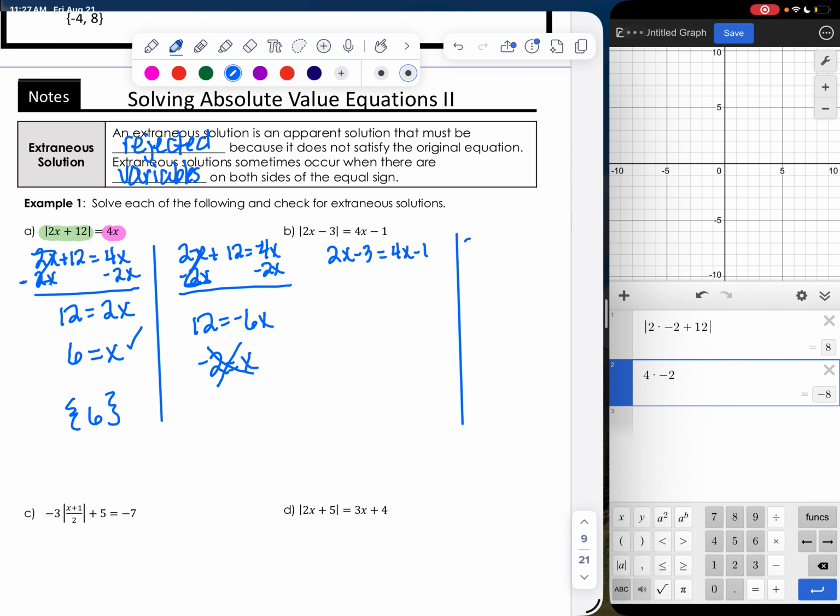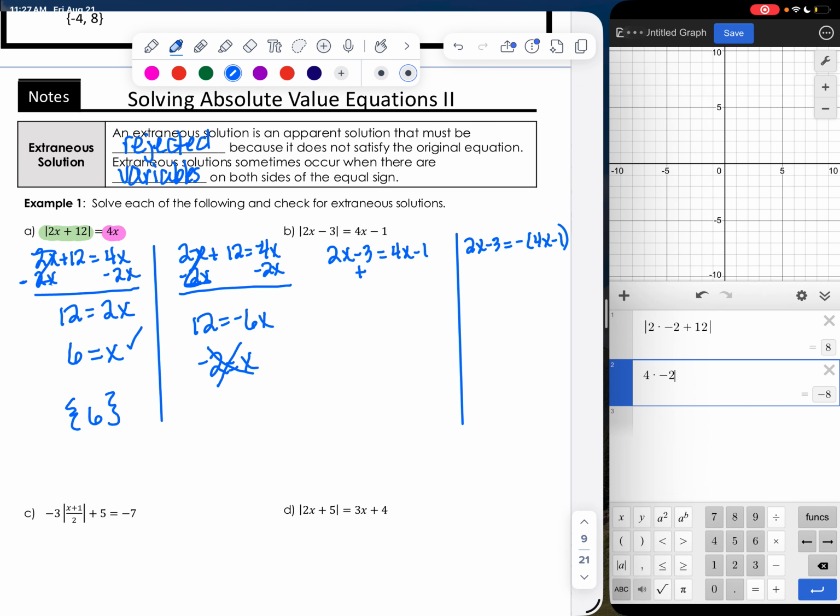And then 2x minus 3 equals the opposite of 4x minus 1. Now, those parentheses are very important. Do not skip that step. All right, now we're going to solve each equation. So I'll start with the one on the left.